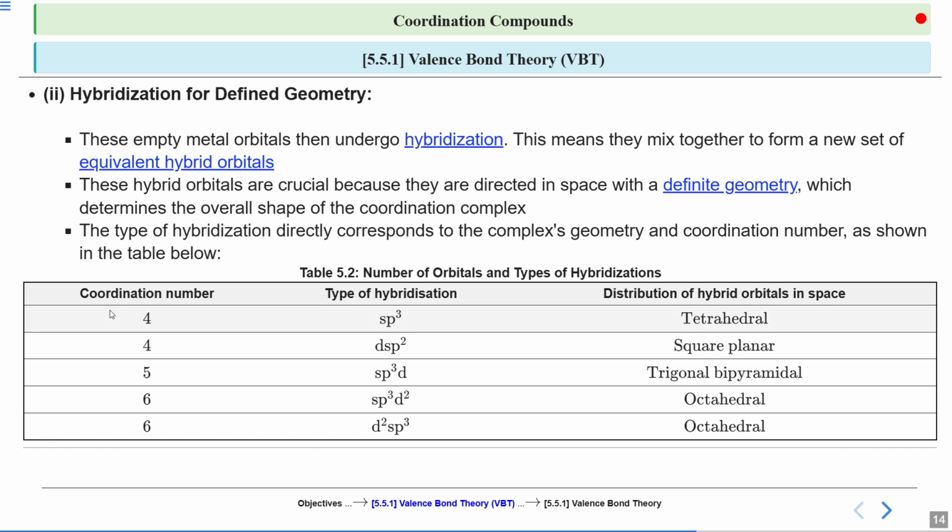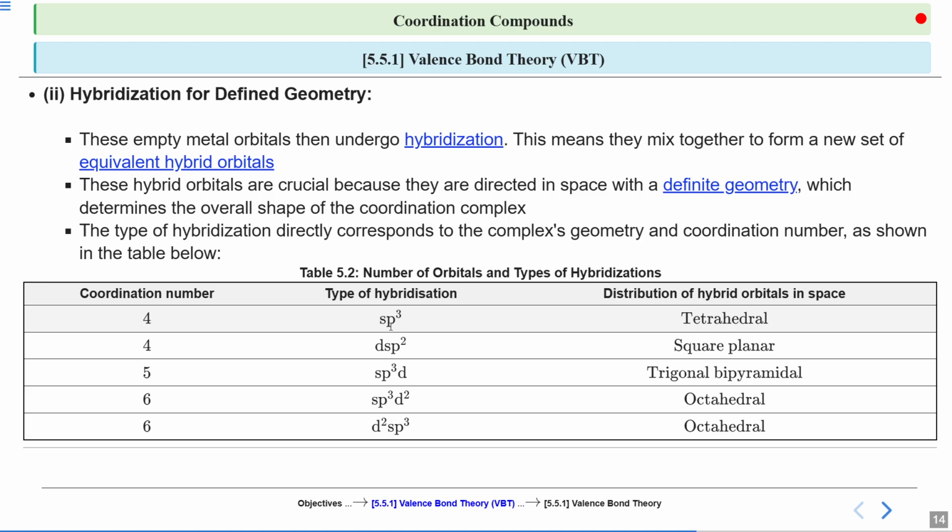So in this table you can see we have 3 columns: coordination number, types of hybridization, and the distribution of hybrid orbitals in the space. So if the coordination number is 4, what does that mean? That if the number of ligands approaching the central metal atom for bonding is 4, the type of hybridization it is going to show is sp3.